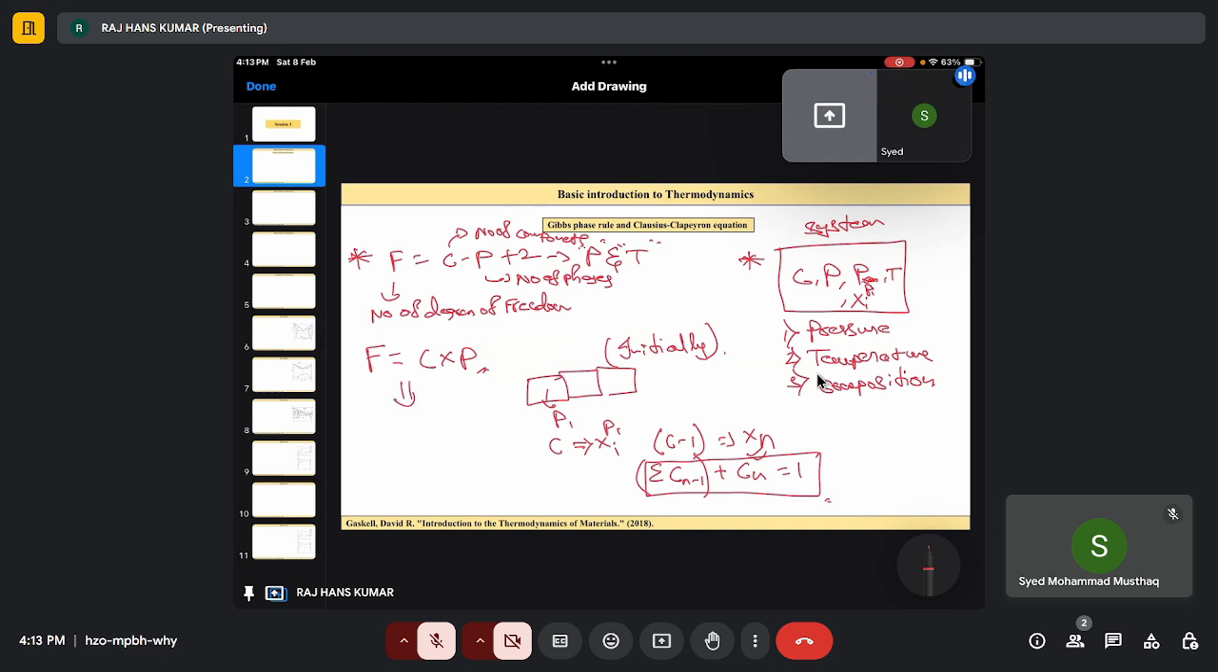So now, from this, this is the first one. Now, where do we arrive? We only need to know C minus 1, for each of the P phases. So these many variables are required. Now, what happens if the system is at equilibrium? Right?